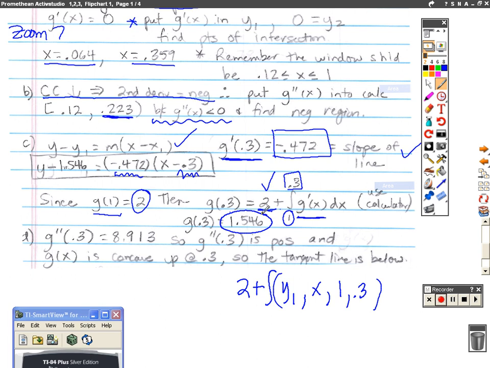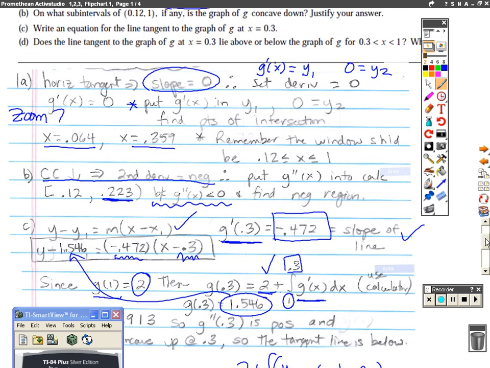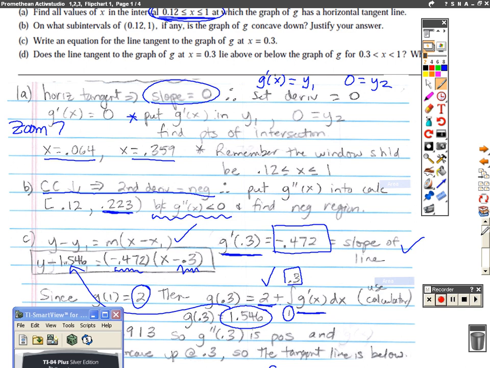This is going to become more clear as we continue on in this unit, but this is a concept that you will use over again, and now I have the y value and I can put it into my equation. So really part C is the most challenging part of this question, and part D is really not that challenging. Does the line, and think about the AP test, even if you could not do part C, if you couldn't find the equation of the line, you still could do part D, because the question is, does the line tangent to the graph of g lie above or below? And we know how to do that because the concavity will give that away.